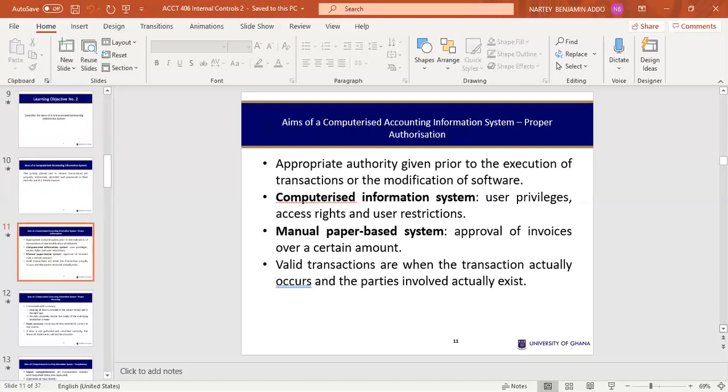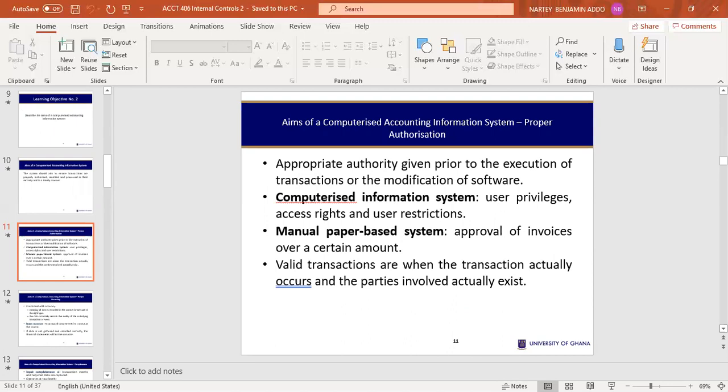Then, in the computerized information system, we have user privileges, access rights, and user restrictions. So users must be provided with access, and you must be restricted in using the information system. And in the manual paper-based system, I mentioned that the AIS is made up of both computerized and manual. So we have approval of invoices over a certain amount. We know that in some organizations we have some limits for which you have to approve, and some amounts must go beyond you to some higher authority for approval.